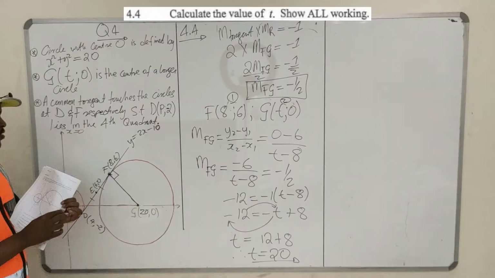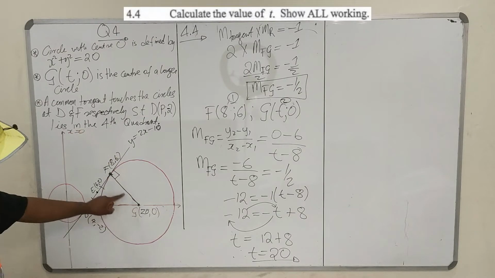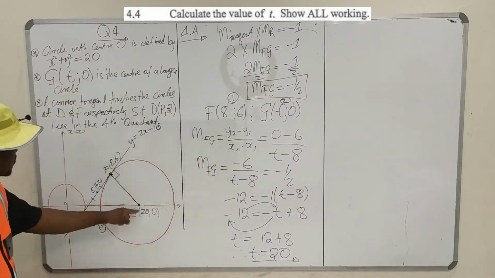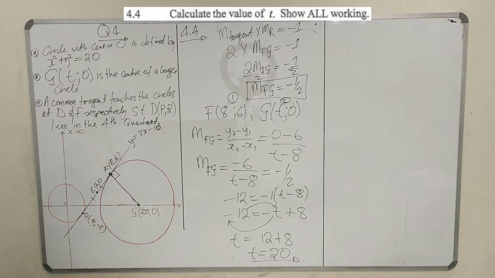So another way, which is also similar: you know the equation of this line, you know the gradient, that is minus 1 over 2 as you saw here. You can find the equation of this line because you have these 2 points.